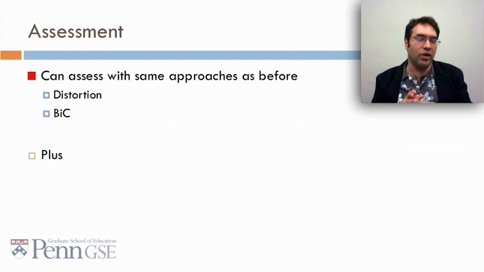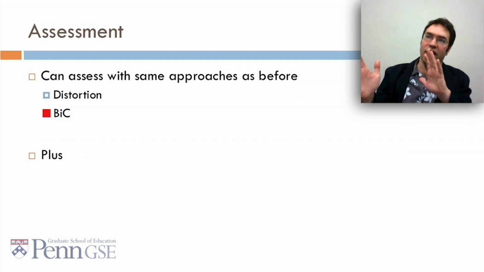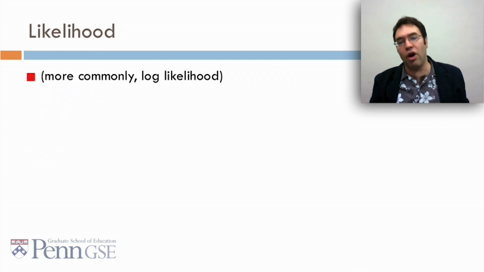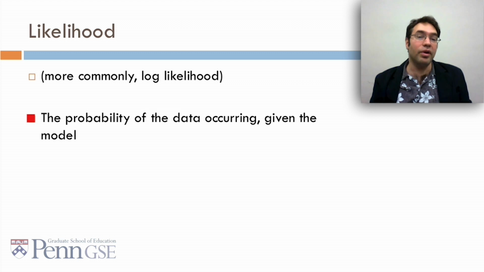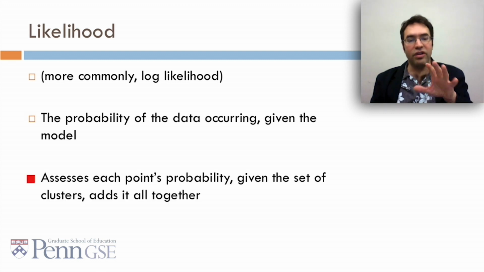Now, Gaussian mixture models can be assessed with the same approaches as before: distortion, BIC, AIC, plus likelihood, more commonly log likelihood, which is the probability of the data occurring given the model. Or in other words, the probability of each point being there given these centroids and their radii. And it assesses each point's probability given the set of clusters, given the centroids and the radii, and adds it all together.